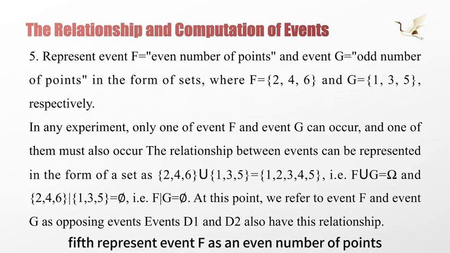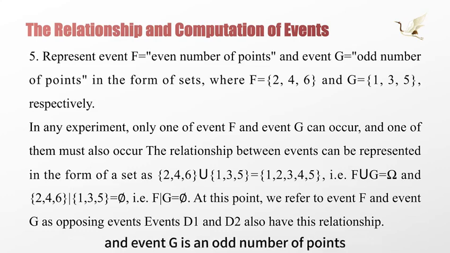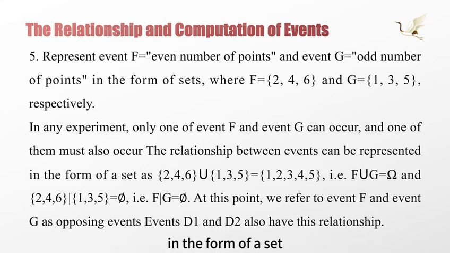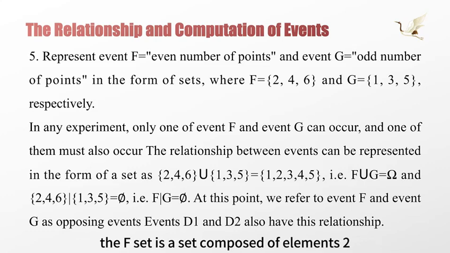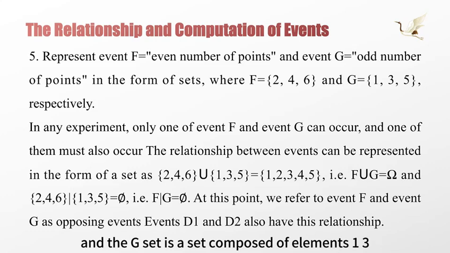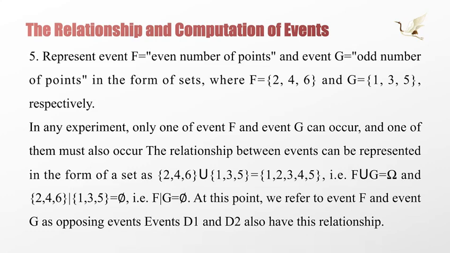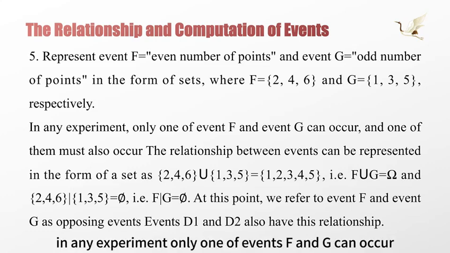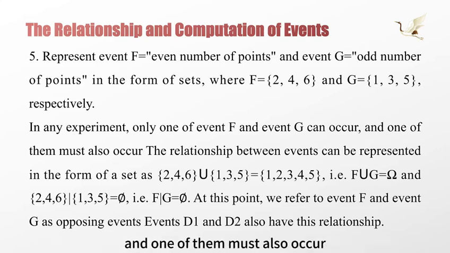Fifth, represent event F as an even number of points and event G as an odd number of points in the form of a set. They are respectively: the F set is a set composed of elements 2, 4, and 6, and the G set is a set composed of elements 1, 3, and 5. In any experiment, only one of events F and G can occur, and one of them must also occur.